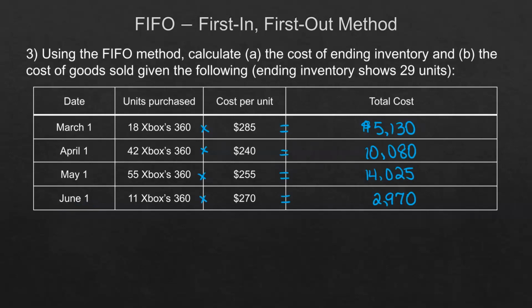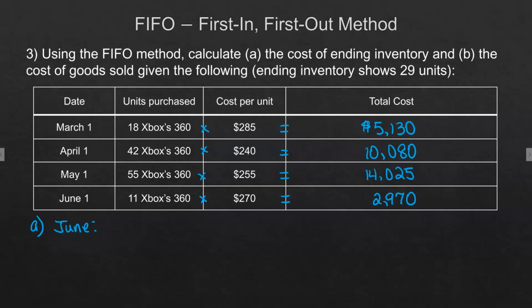Now notice on this chart for this method, I went ahead and put one more line for June 1st. So I added a little bit to the chart. And I did that for a reason, because I wanted you to have to navigate the number of units a little bit more than you would have had to if I didn't have that line on there. So for part A, we're going to figure the cost of the ending inventory. Now remember, first in, first out means I'm going to go to the bottom of the chart. So I'm going to start with June.